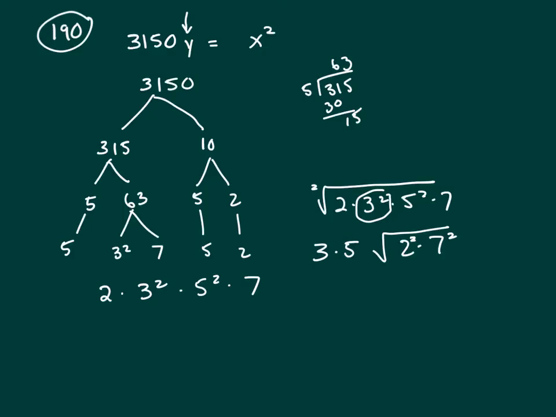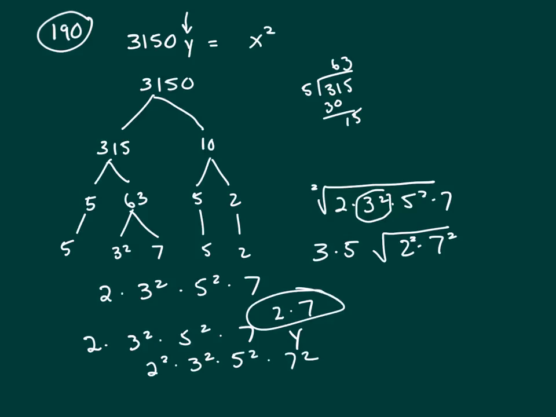So if I've got 2 times 3 squared times 5 squared times 7, what do I need to multiply by? That's your y, to where you have a perfect square. I need another 2 and another 7. Because if I had another 2 and another 7, I'd have a 2 squared, a 3 squared, a 5 squared, and a 7 squared. So I need to multiply by 14, which is E.